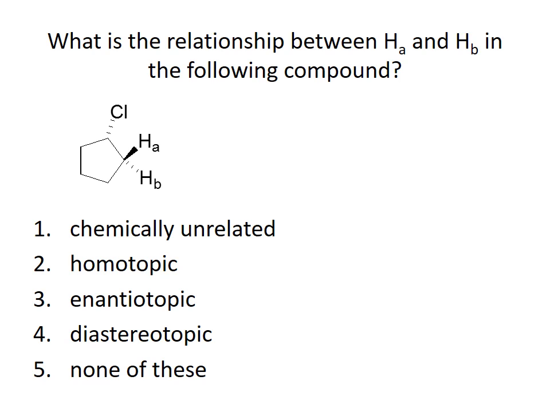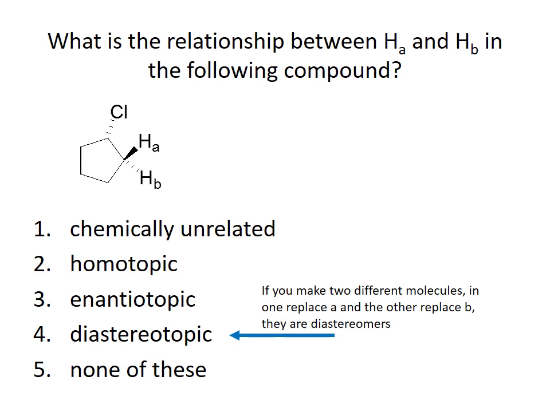Choose a relationship between HA and HB. Well, chemically, they're related because they're both alpha to a carbon holding a chlorine. But this one is on top of the ring and this one's below. What you always do is you replace and put a deuterium here and then put a deuterium here. And you can see that the deuterium would be trans to the chlorine and this deuterium would be cis to the chlorine. Those are diastereomers. And so what are they? Diastereotopic.